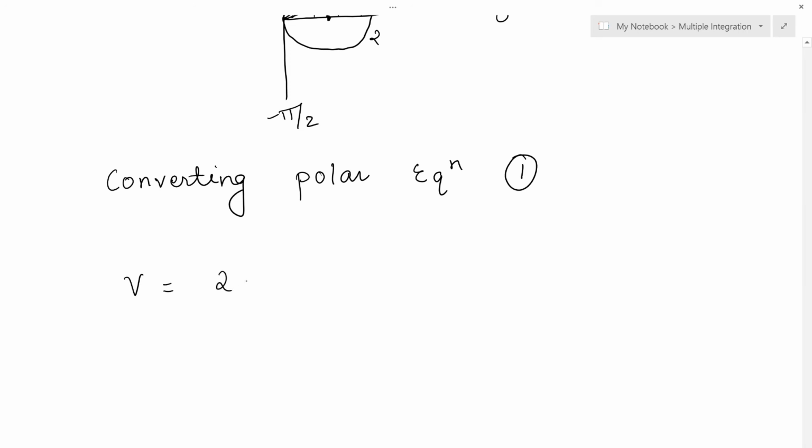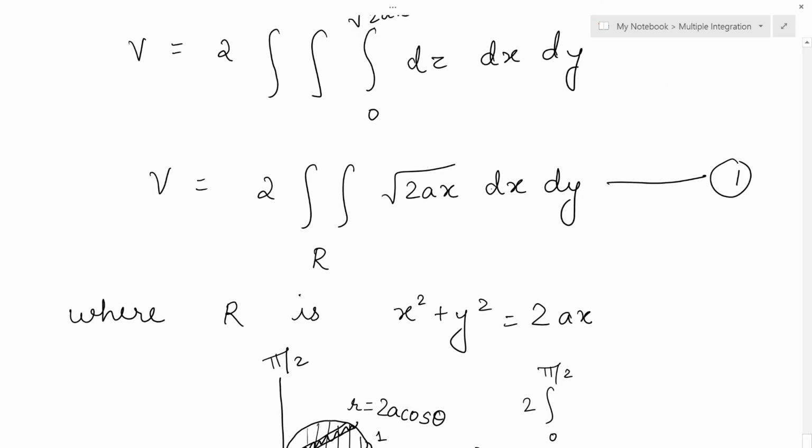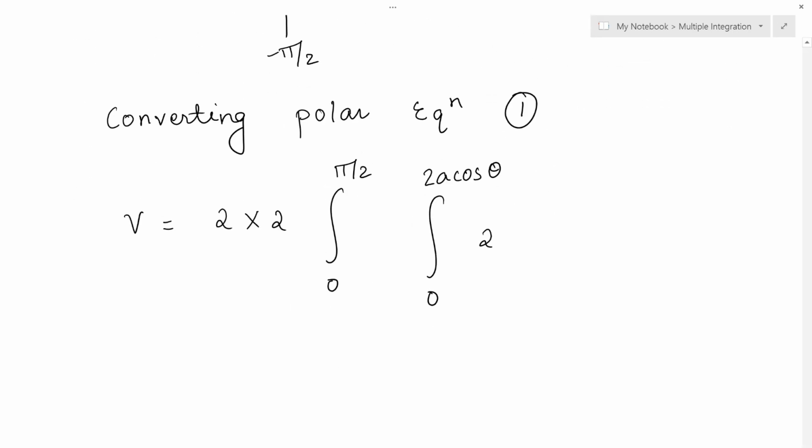You have 2 into, and one more 2 into 0 to pi by 2, because I am converting into polar. So 0 to pi by 2, 0 to 2a cos theta. And what do I have? 2ar cos theta raised to 1 by 2. So 2 is again the same, a is there, and instead of x we will substitute r cos theta. So you will have 2ar cos theta raised to 1 by 2 r dr d theta. This is what your equation 1 will become, right?